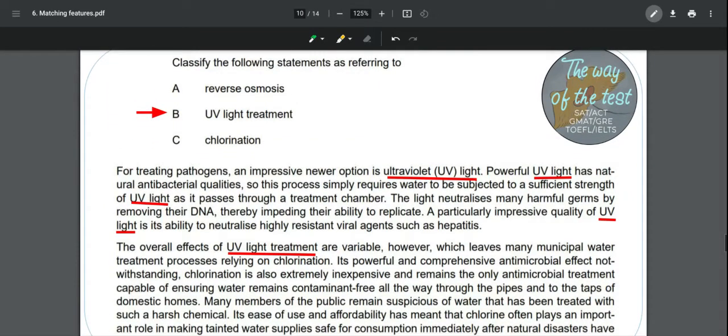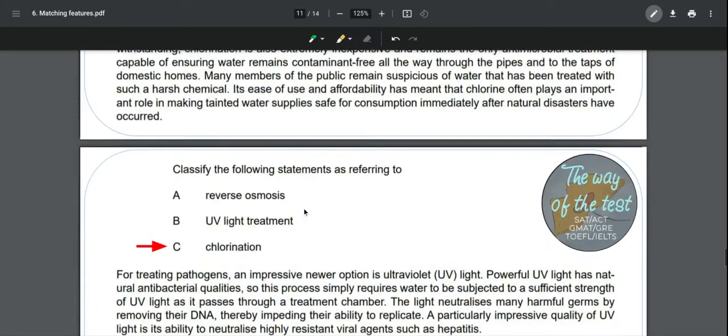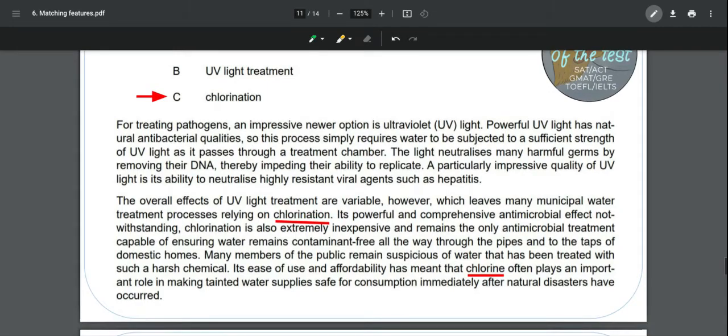So we go ahead and do the same thing for B, UV light treatment. We actually have more instances. We have it 1, 2, 3, 4, 5 times. And again, we read everything that says about UV light treatment, and then we do the same for chlorination. Of course, we do it one by one.